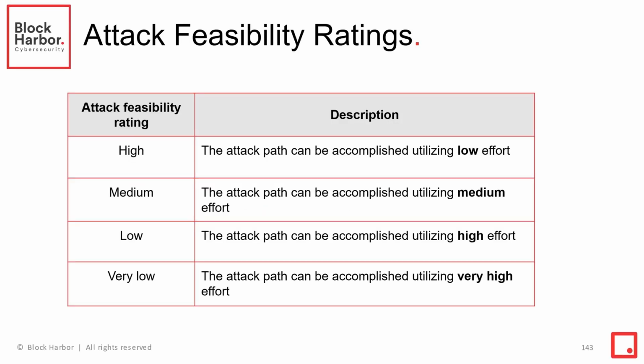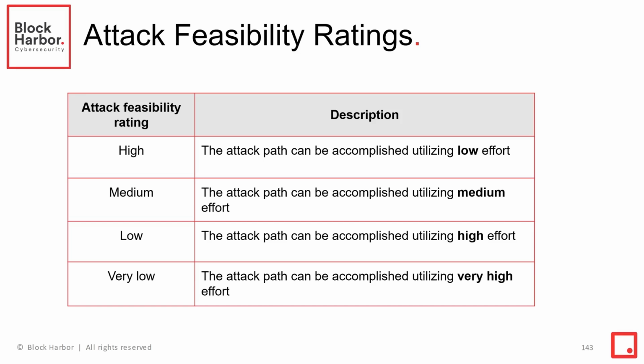Let's now discuss the concept of attack visibility ratings. This is an important metric we use during threat analysis and risk assessment to evaluate how difficult it would be for an attacker to exploit a vulnerability. The visibility rating helps us understand the level of effort an attacker would need to achieve their objective. It's crucial for prioritizing which threats to focus on. If an attack path is highly feasible, it means the risk is more urgent and needs immediate attention. Let's go over the different levels of feasibility.